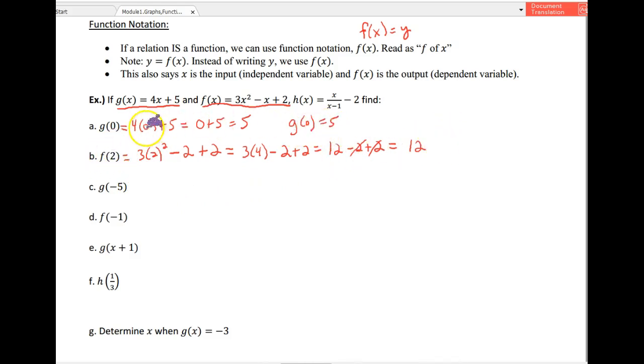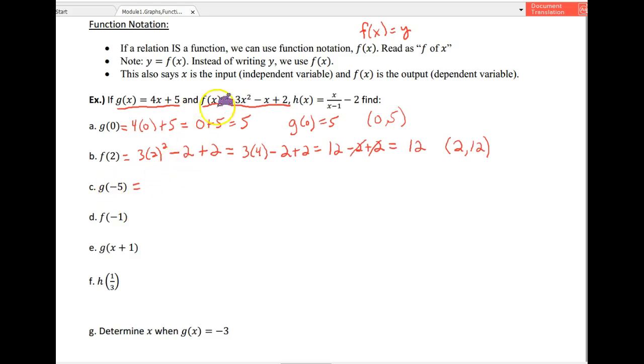That means this is basically giving us ordered pairs on the function, or in the graphs of the function. So this one, I would input 0 for x, and I got an output of 5. So x was 0, g of 0 was 5. On the second one, we input 2 for x, and we got out 12 for y, right? f of x is y, so f of 2 is the y value when the input was 2.